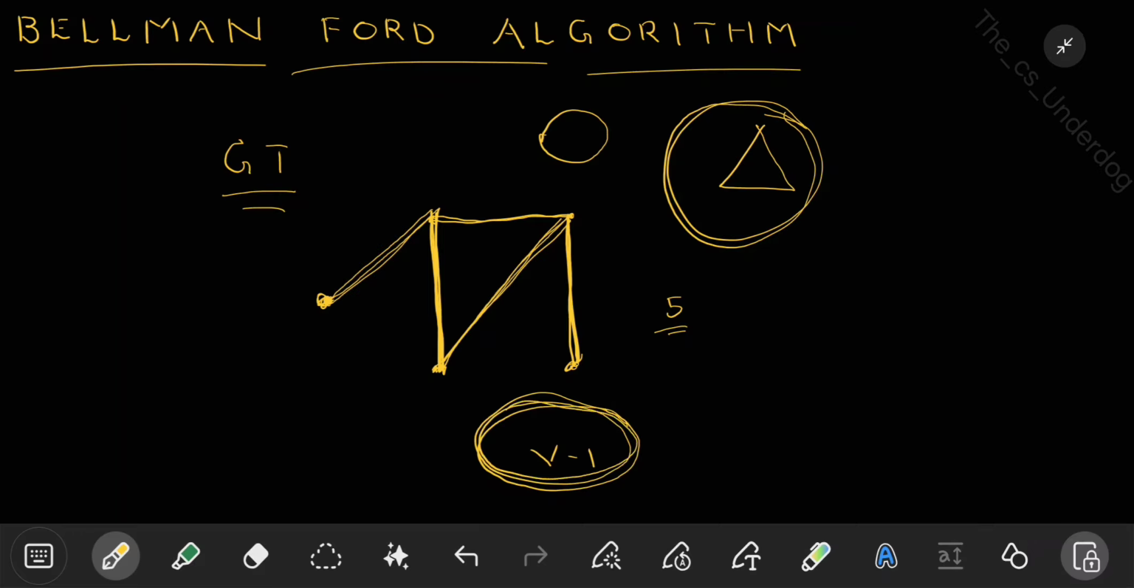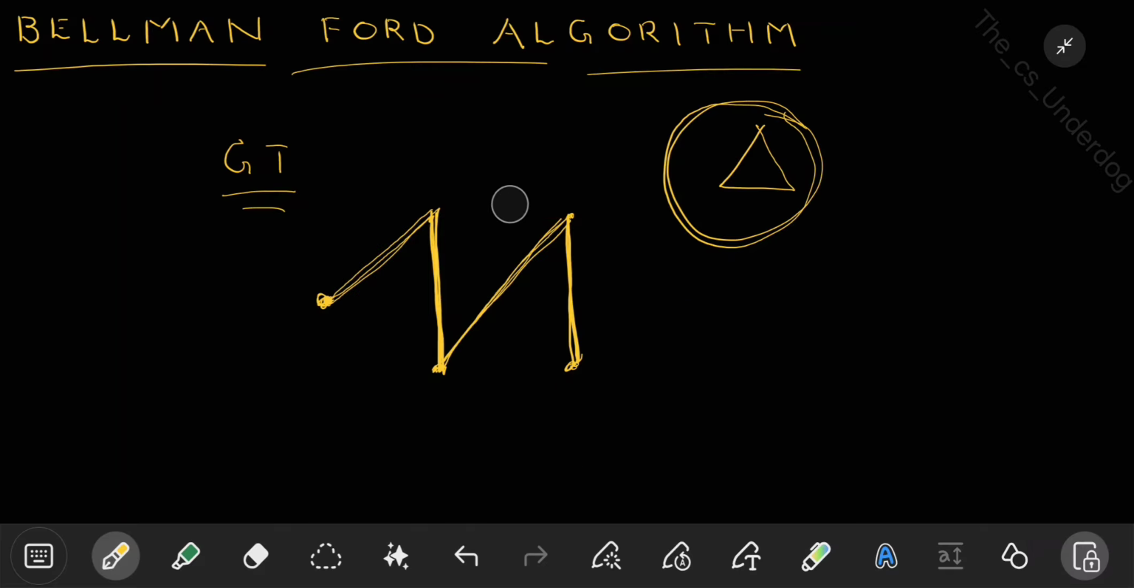So maximum number of edges there should be v minus 1. Keeping this in mind, if you think back, it is clear that maximum number of edges present will be v minus 1. Here, each relaxation in Bellman Ford algorithm refers to adding one edge in your shortest path. So when you have v minus 1 relaxations, that means you added v minus 1 edges to your shortest path.